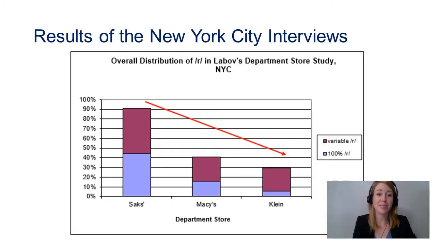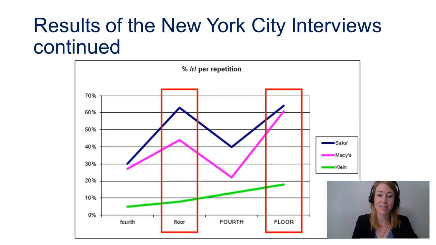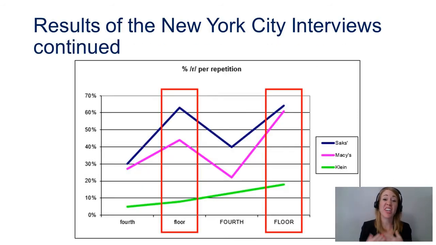So let's look at the data. In Saks, the upper class store, we see from this graph a lot of R's being used compared to the middle class at Macy's and to the lower class at Klein's. Then looking at Macy's, we have a significant amount of less R use. So it's significantly different from our Saks upper class group. And then in Klein's, the lower class store, it drops significantly more than the middle class in using the R sound.